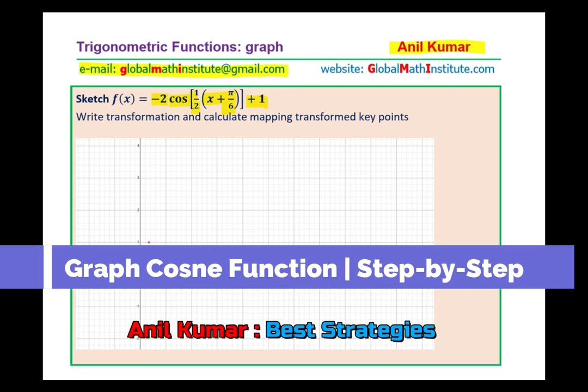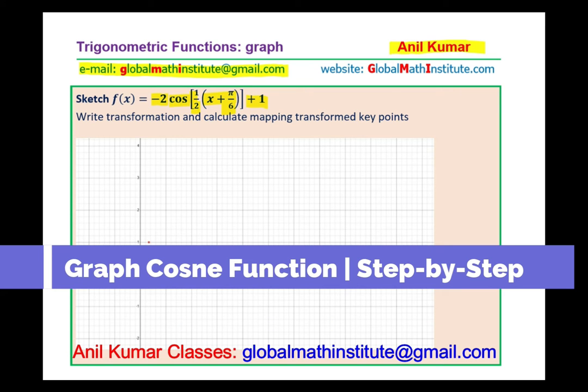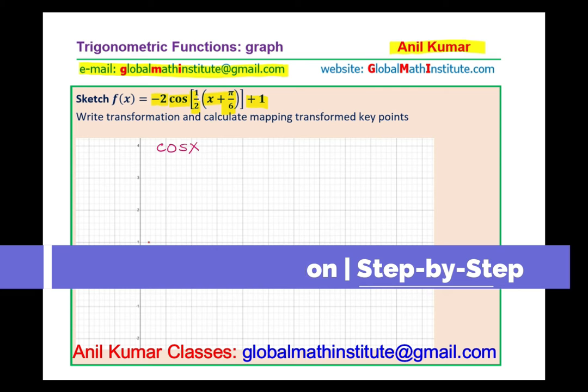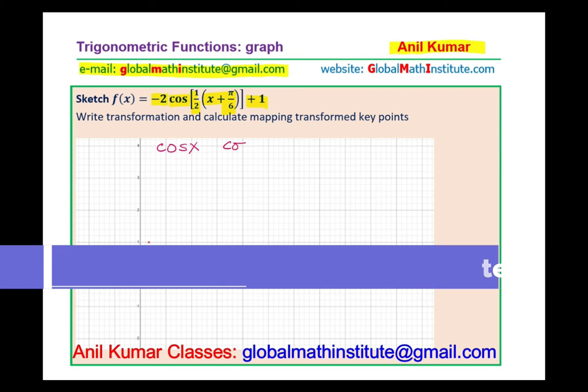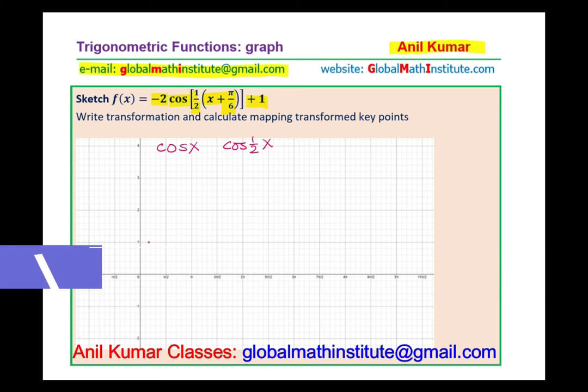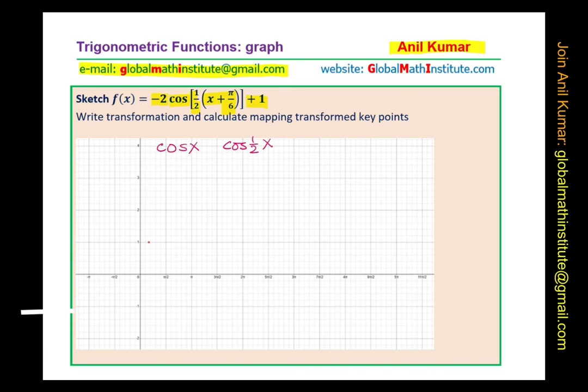Now, let's talk about sketching the graph of the function f of x, which is minus 2 cos of half of x plus pi by 6, plus 1. Method 1, where we are going to discuss the transformations. Basically, we'll begin with the cosine function. Let me write cos x and then incorporate the transformation, which will be cos of half x, that is a horizontal stretch by a factor of 2, and then we'll do the vertical stretch with reflection, so it will be minus 2 cos of half x.